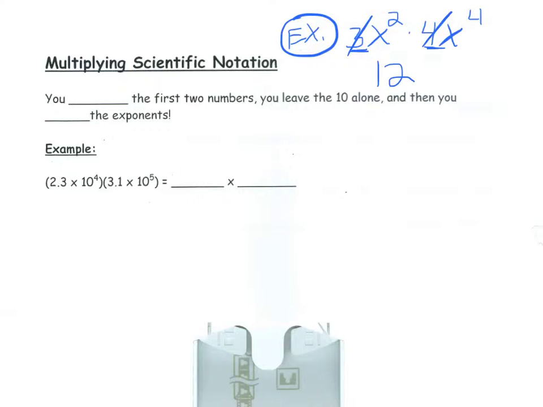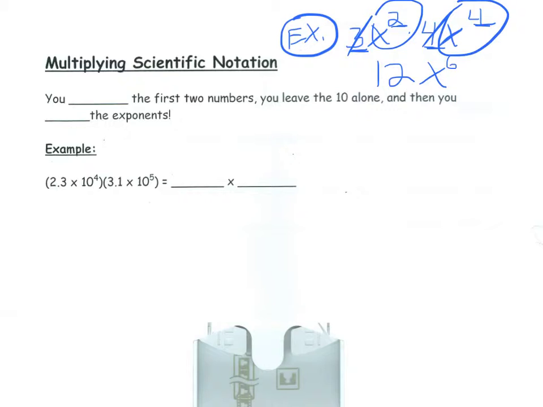And then if I had x squared times x to the fourth, remember, if I multiply and I have the same base, the base in this case is x, I add the exponents. So 2 plus 4 is going to give me 6. So this is 12x to the 6. So using that little review, I'm going to use that when I multiply two numbers in scientific notation.